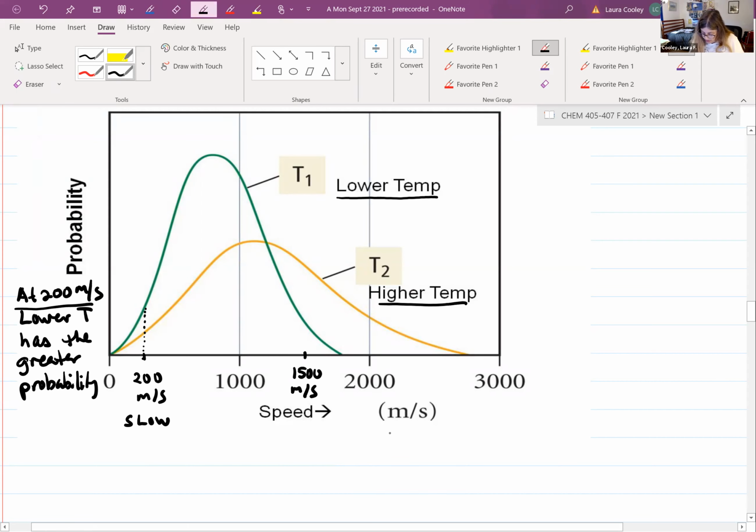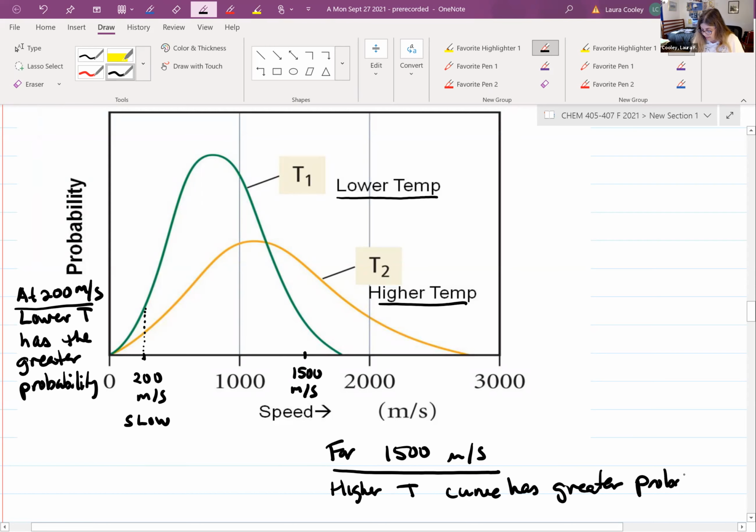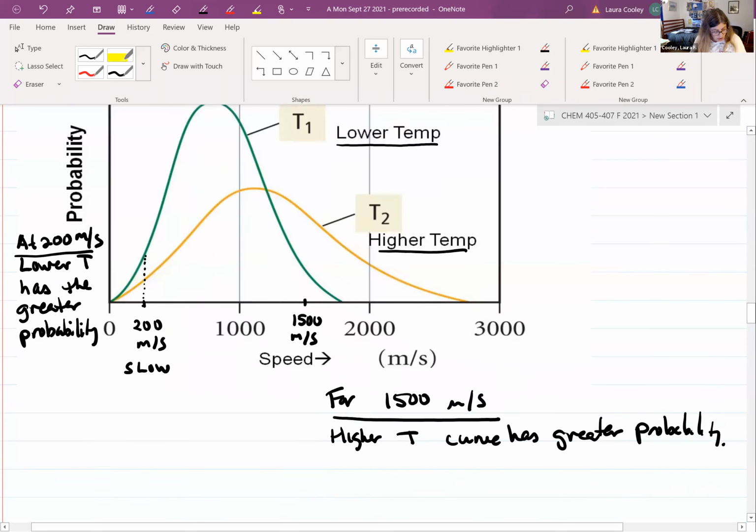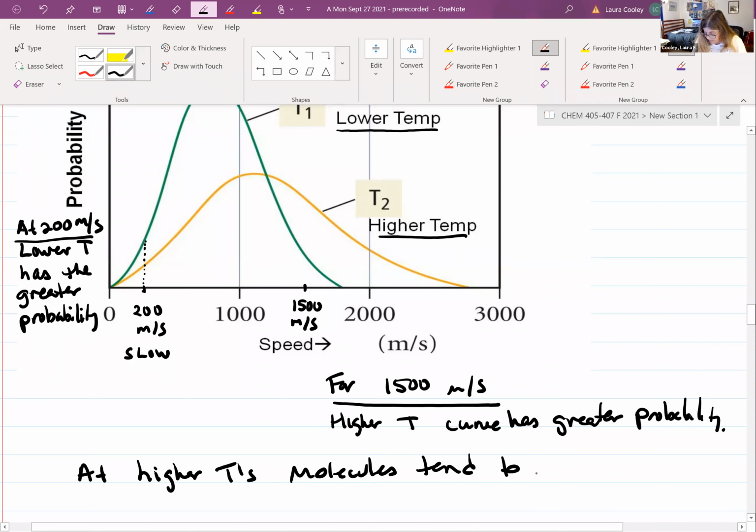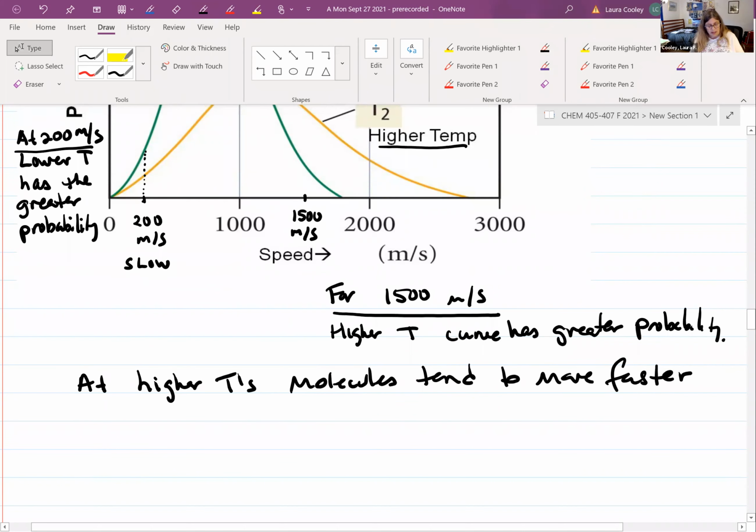In contrast, let's pick 1500 meters per second. For 1500 meters per second, now you can see that the higher temperature curve has the greater probability. So at higher temperatures, molecules tend to move faster. At lower temperatures, they tend to move slower.